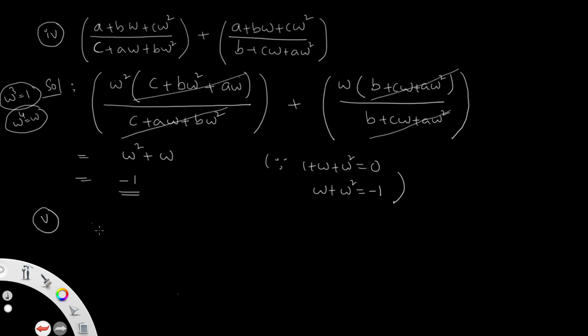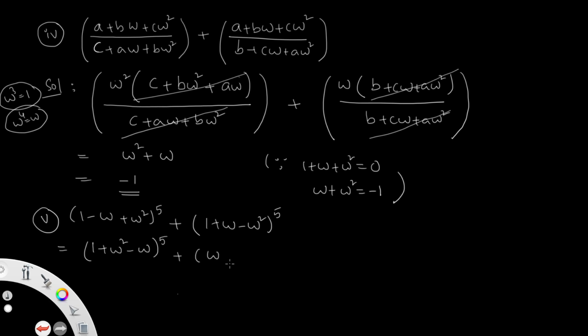So the next question is given: (1 minus omega plus omega square) whole to the power of 5 plus (1 plus omega minus omega square) whole to the power of 5. 1, omega, omega square are cube roots of unity, so we can write 1 plus omega plus omega square equal to 0 and omega cube equal to 1. There is no 1 minus omega, so we rearrange: (1 plus omega square minus omega) whole to the power of 5 plus (1 plus omega) same as it is.